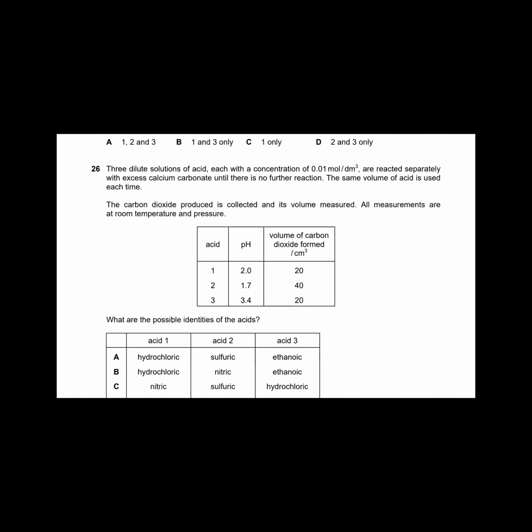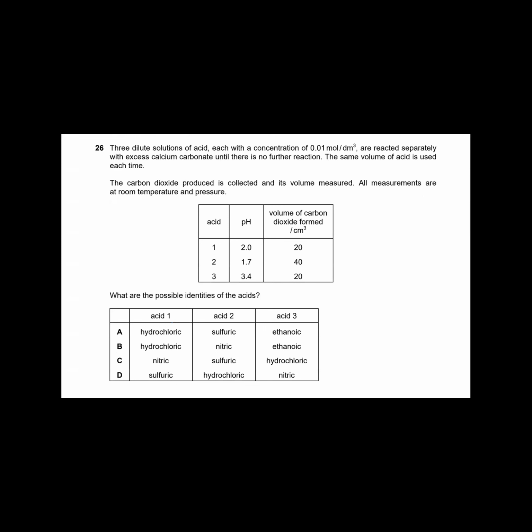3 dilute solutions of acid, each with the same concentration, are reacted separately with excess calcium carbonate until there is no further reaction. Same volume started. Carbon dioxide produced is collected, and all measurements are taken at room temperature. What's the answer? D.